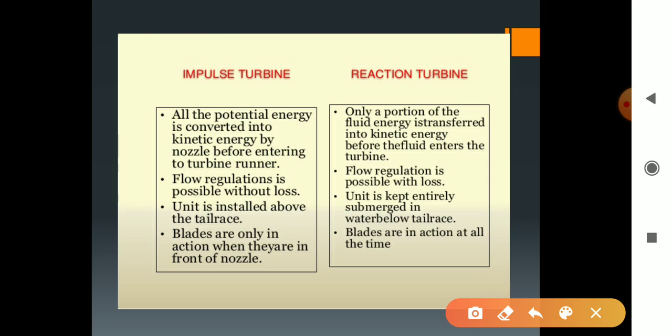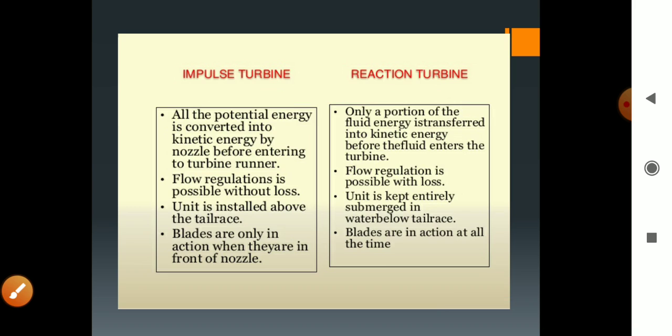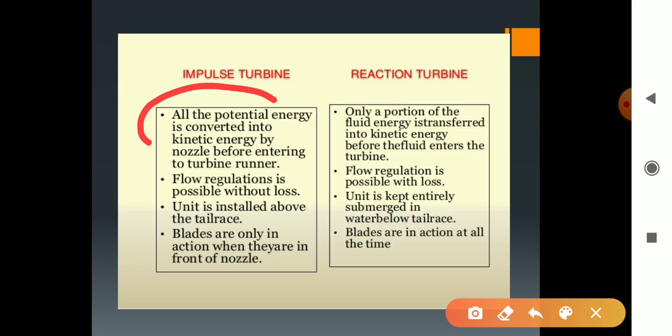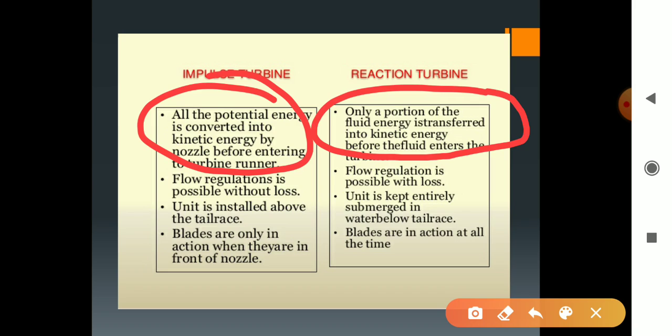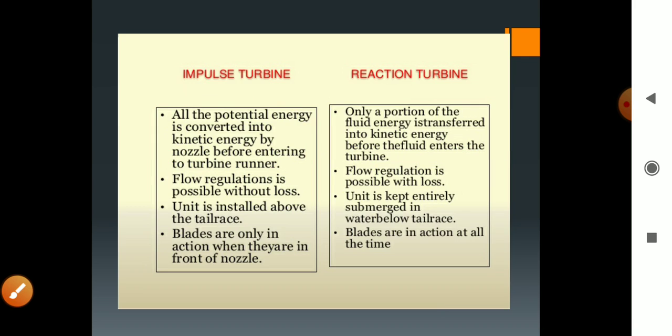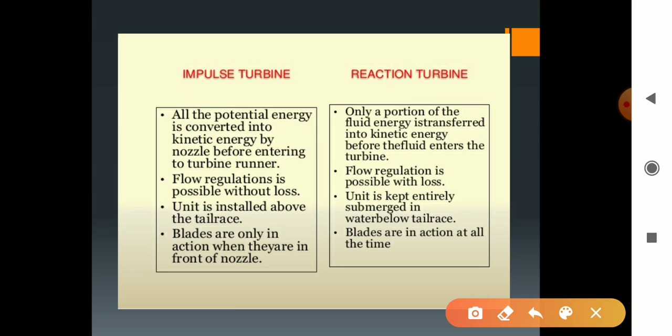So that is the basic function of the impulse turbine and reaction turbine, and we can go through all the functions of these turbines. We have classified the basic differences here. First, all the potential energy is converted into kinetic energy in the nozzle of the runner, and in the reaction turbine only a portion of the fluid energy is converted into kinetic energy before entering the turbine. Flow regulation is possible without any loss in the impulse turbine, but flow regulation is possible with loss in the reaction turbine.